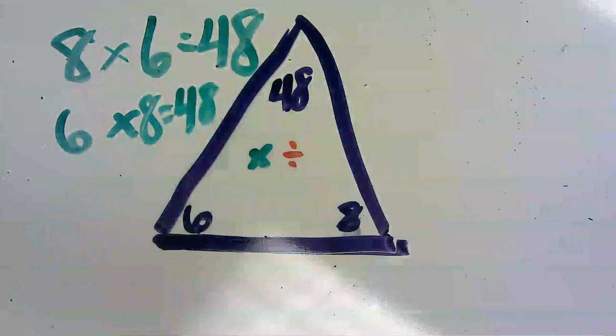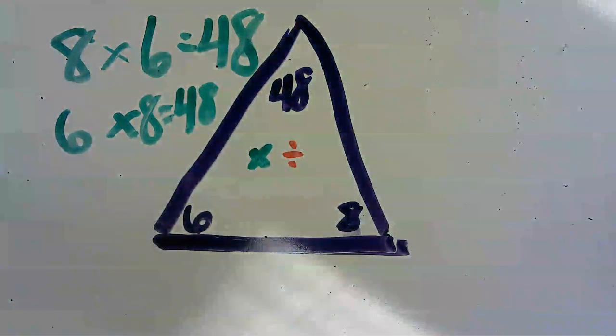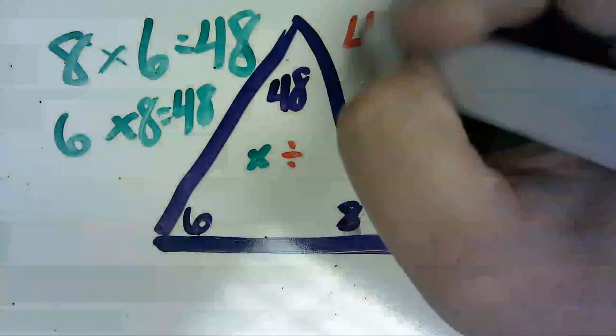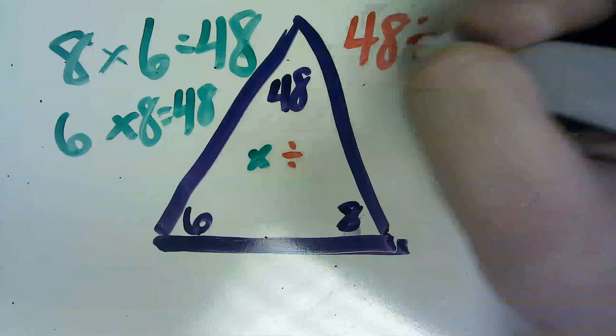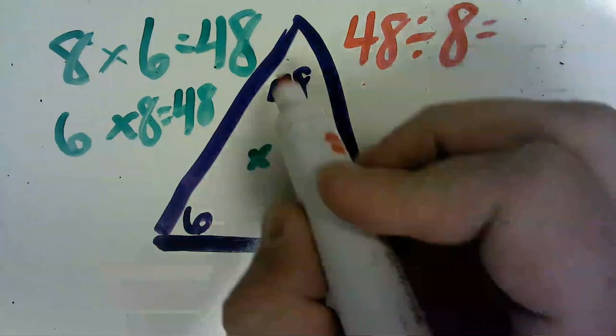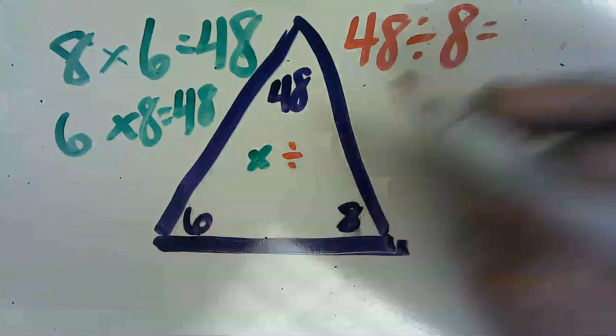Now that part might make sense, but now we're going to go to the division side. This is the part where these are all connected together. These are called fact families because they all work together. So for my division problem, I'm going to start with the largest number. So I'm going to start with my 48, and I'm going to divide it by 8. 48 divided by 8 equals 6.